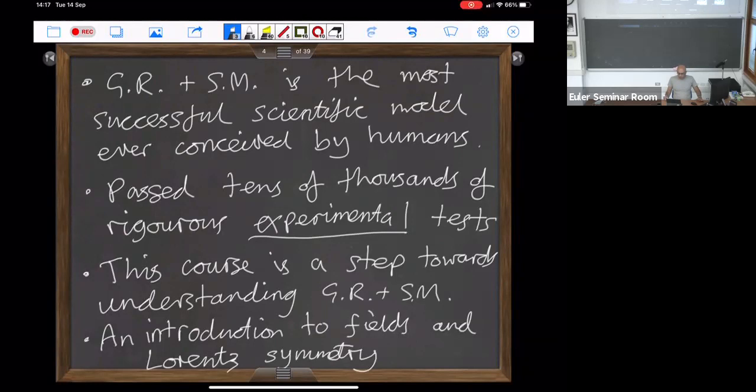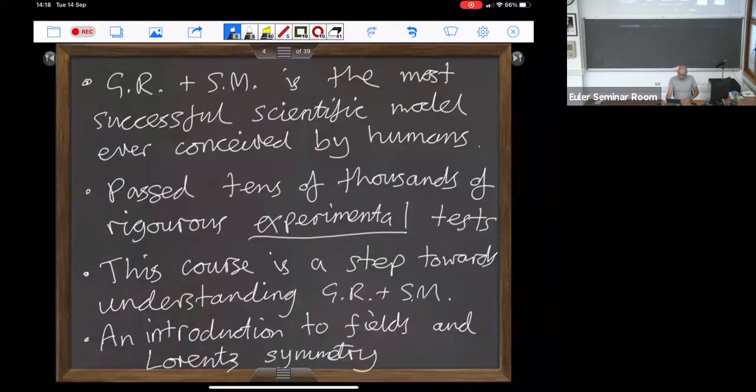This model has passed tens, maybe hundreds of thousands of rigorous experimental tests. As the courses go on in the diploma program, you'll be learning more and more about general relativity and the standard model. Now, this particular course, Lorentz invariant classical field theory, is a step towards understanding GR plus the standard model.